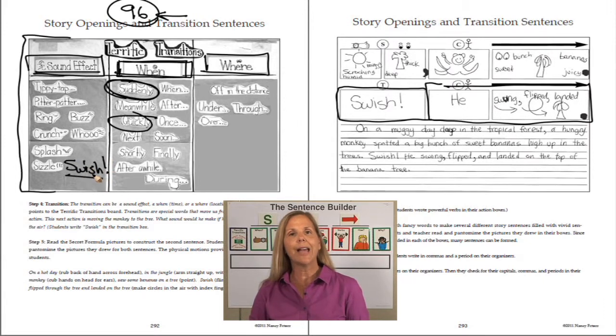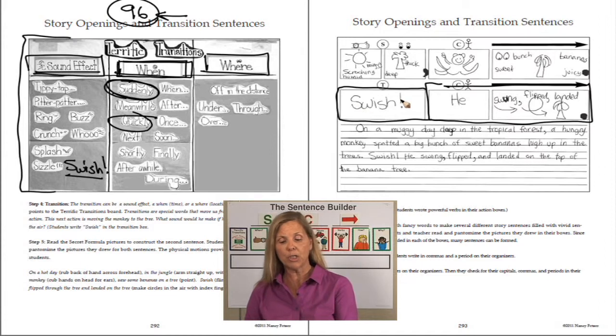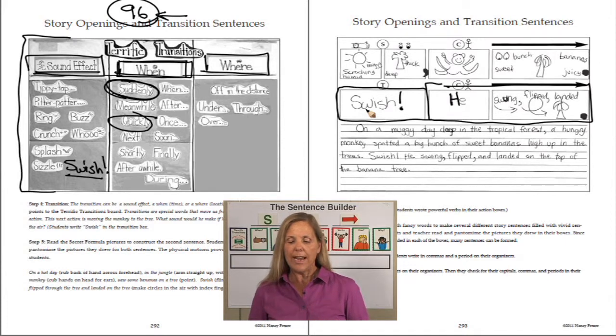This is a sound effect, and many times a sound effect is like an emphatic statement. It stands on its own. So what are we going to do? Are we going to use swish, suddenly, or quickly? The students decided on swish, so we wrote swish and we put an exclamation point and made sure we had a capital to begin our sentence after swish. Why? Because this is an emphatic statement. It stands on its own. We have our swish, he swung, flipped, then landed in a tree. Excellent. So we had our transition, we have our character, our action.